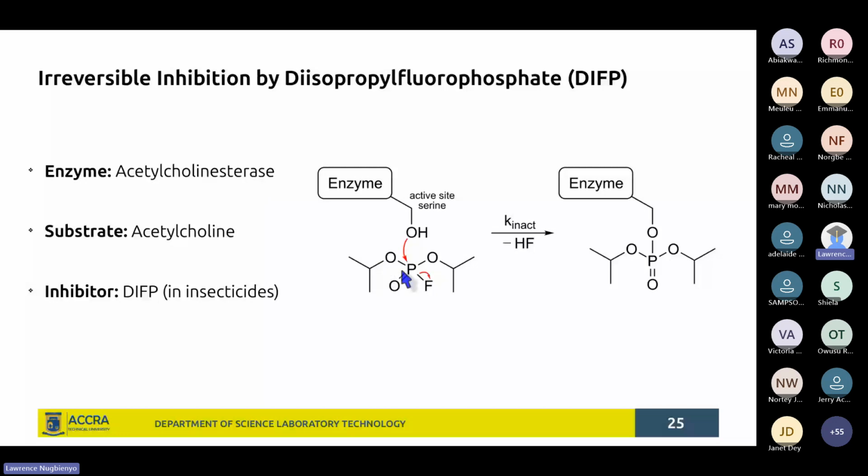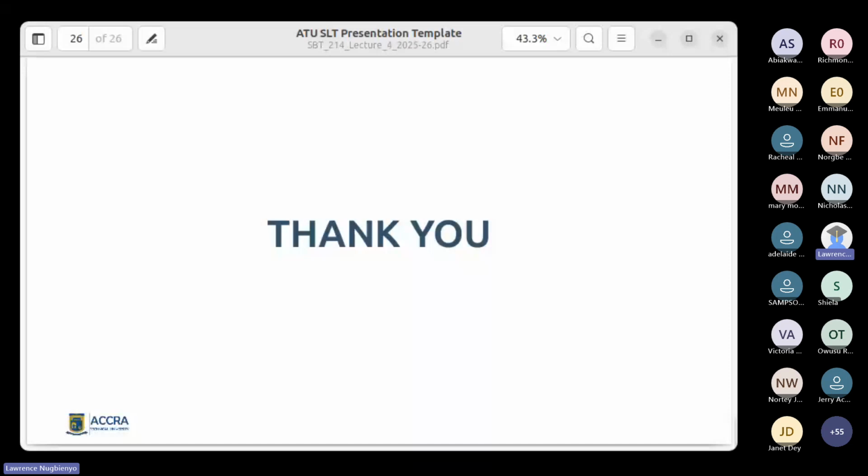the active site of the enzyme, that is acetylcholine esterase, is also a serine protease. So the active site serine forms a covalent bond with the phosphate group of the diisopropyl fluorophosphate, so that in the end you have a complex formed between the enzyme and DRFP, which renders the enzyme inactive.